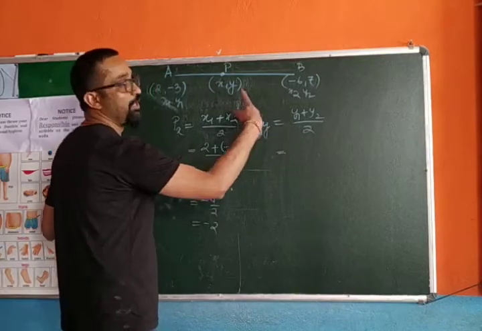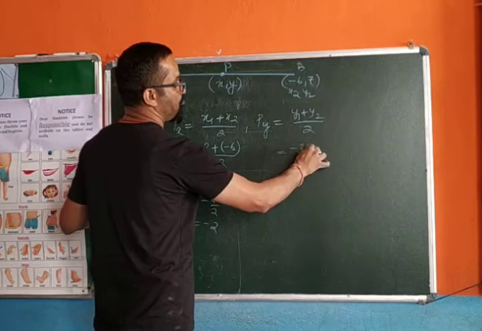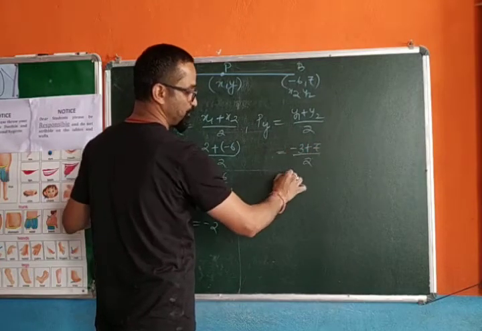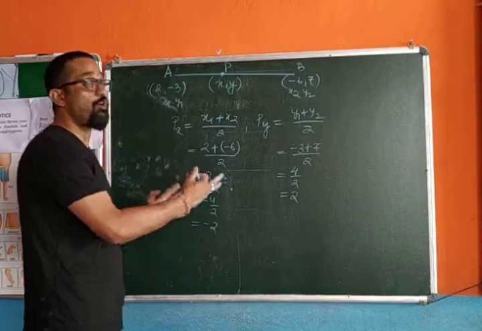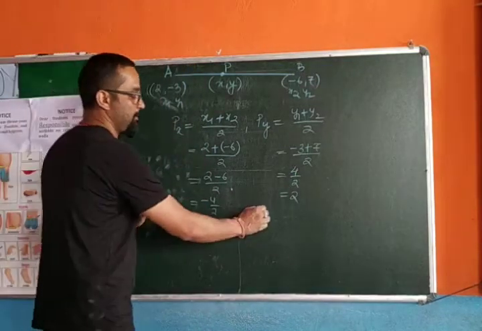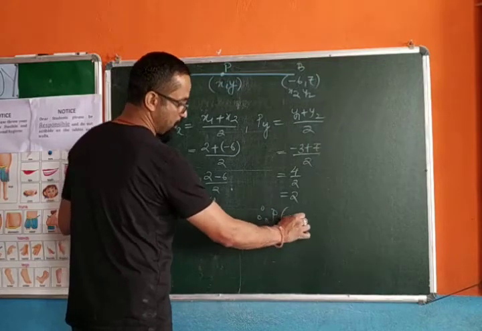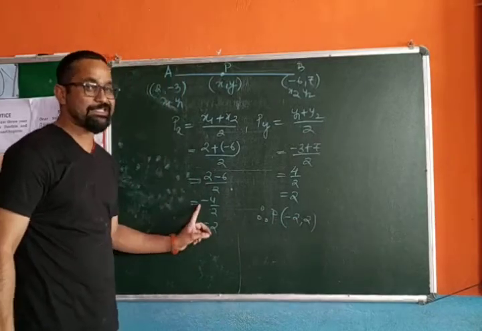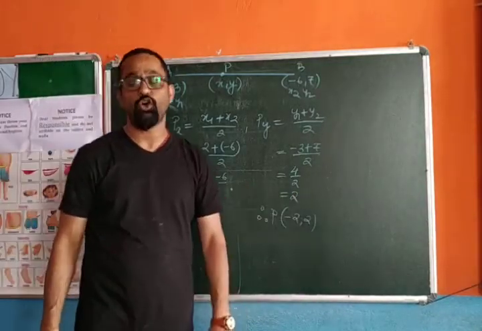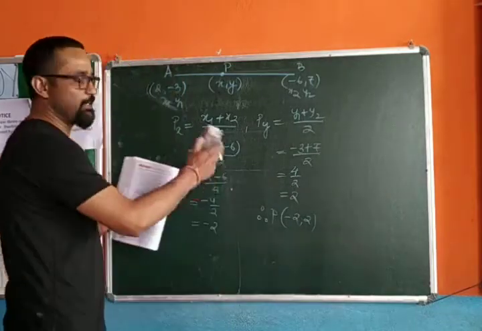Similarly, we calculate ordinate. Minus 3 plus 7 divides by 2. 4 divides by 2, which is equal to 2. You should not leave it like this. Therefore, midpoint P has coordinate minus 2, 2. First you write abscissa, then you write ordinate. Easy one.